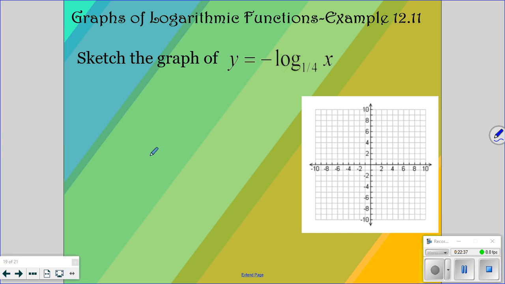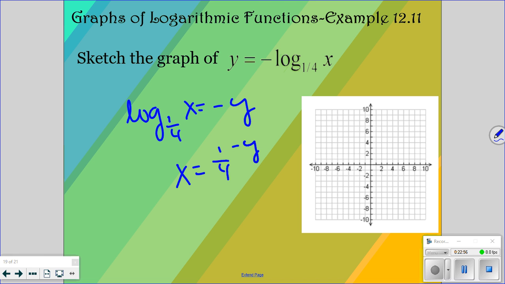Okay? Looking at another example. We want to sketch the graph of y equals negative log base 1/4 of x. So again, we have to move the negative to the other side before we can put it in exponential. And then we're going to take our x down, and then it's going to be 1/4 to the negative y. And you can plug them in like this, or if you notice, if we make that exponent a positive, that means we have to flip this fraction, which would make it the same thing as 4 to the y. So you can either plug in here or here. Either way, you'll get the same thing.